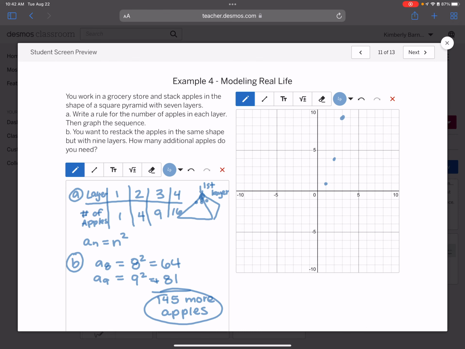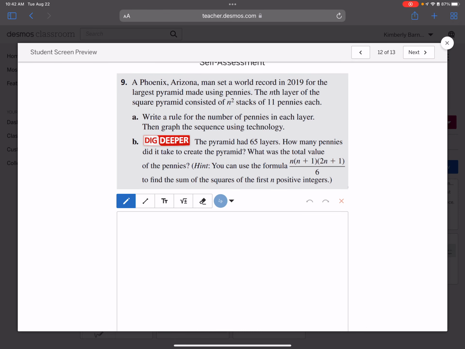All right, if time permits, work on this self-assessment problem. Don't worry about B, so just worry about A. Pause the video, take no more than 10 minutes, and then we'll check it together.